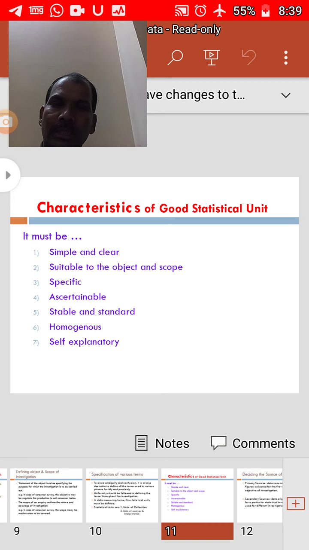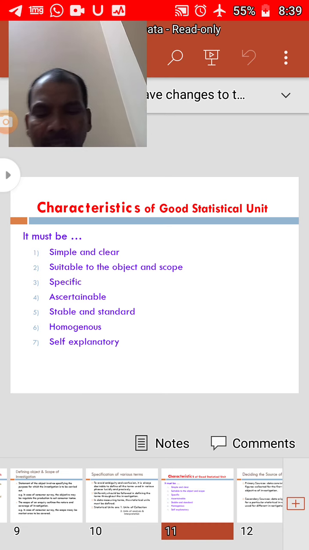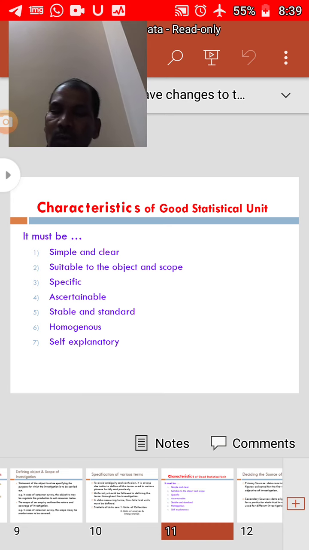Next, it must be self-explanatory. The statistical unit must be self-explanatory and should not call for lengthy explanations. The self-explanatory nature of the statistical units helps the investigator to carry out the investigation without any confusion.